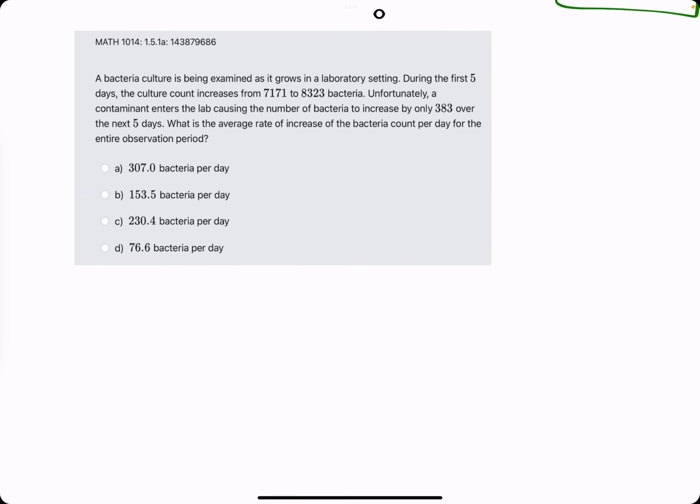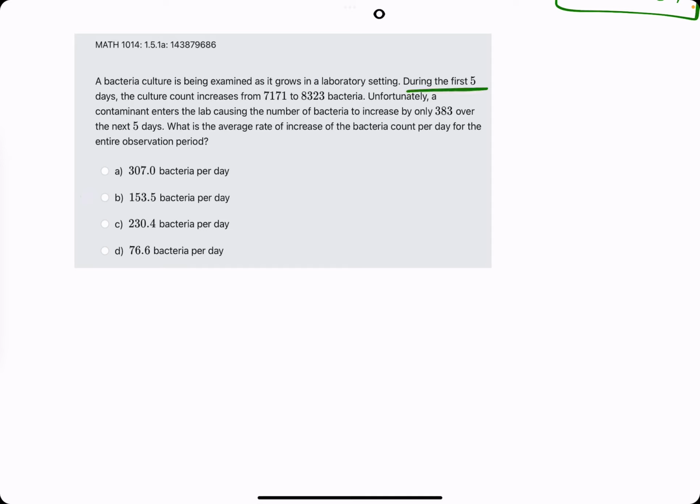Let's go and do one more example, and we'll just talk about the bare necessities that you need to do. You need to figure out how long the observation period is. So during the first 5 days, that's 5 days, and then over the next 5 days, so they have a total of 5 plus 5 days, so a total of 10 days. So we know that the first ordered pair will start at 0, and the end of the period will end at 10 days, right? And we know the start population is 7171. And then think about how we found the final population. We just took this number and added it by this number. So we will just do that to get this second y value here.